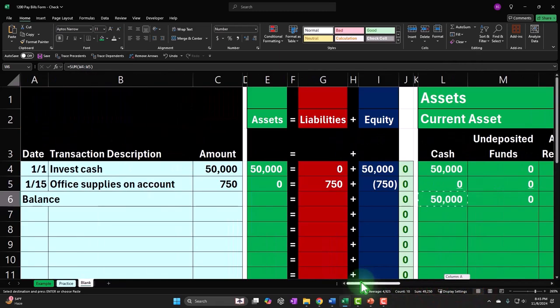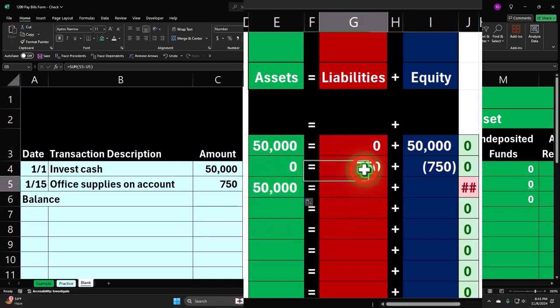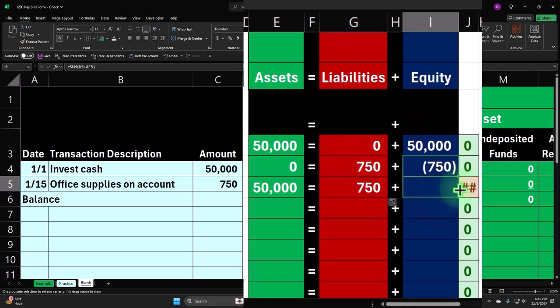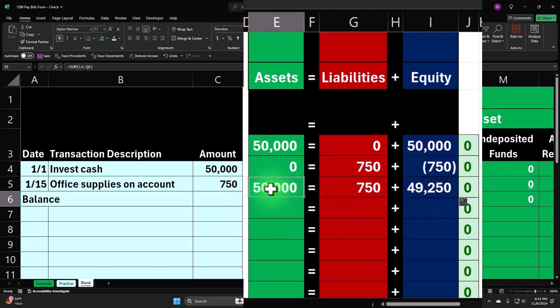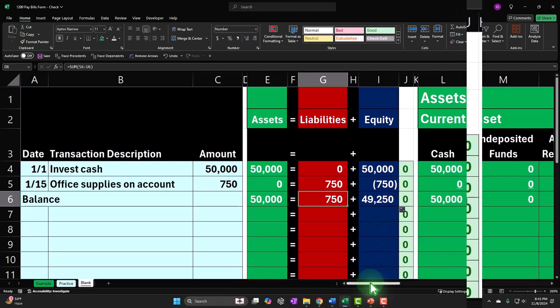All right, let's go back on over and copy this down. So I'm gonna drag this down. So now we have 50,000 here still, dragging this down. We now have 0 plus 750 is 750. Dragging this down, we have 50,000 minus 750 is 49,250. Or in other words, we have assets of 50,000 cash and liabilities accounts payable of 750. 50,000 minus 750 gives me the 49,250 book value of the business.